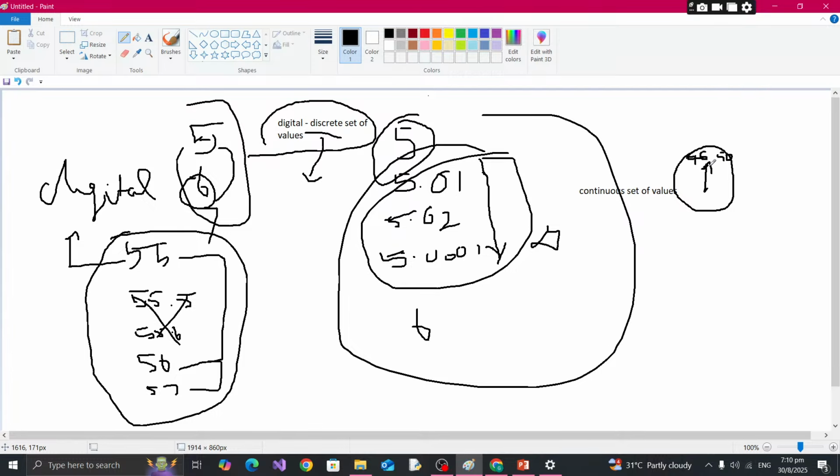So it is a continuous set of values. It is not discrete values. It is not individually separate values. It can be anything. So it is called an analog meter. Got it? So okay, we got the basic idea of what is digital and analog and why we need to study digital and analog. Okay.